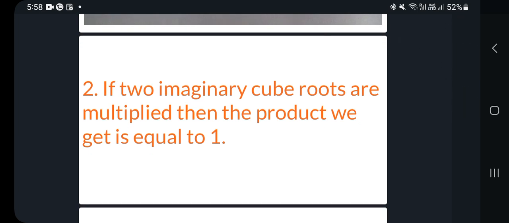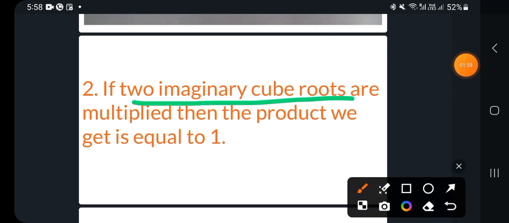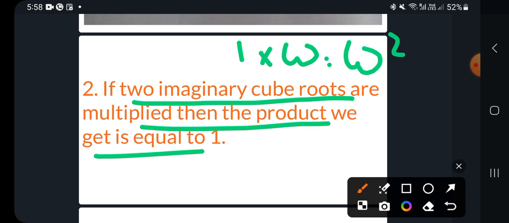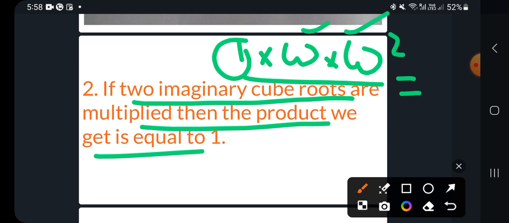Second property is: if the two imaginary cube roots are multiplied, then the product we get is equal to 1. First is 1, second is omega, and third is omega square. If we take the product of these three altogether, it is 1. So obviously when it is multiplied by any number, it will give the number itself, and the product of these two imaginary roots comes out to be 1.